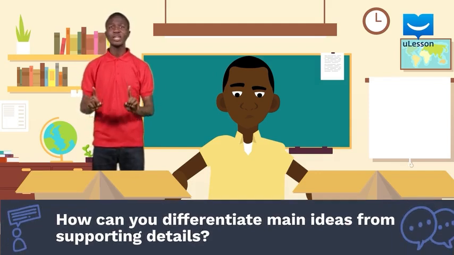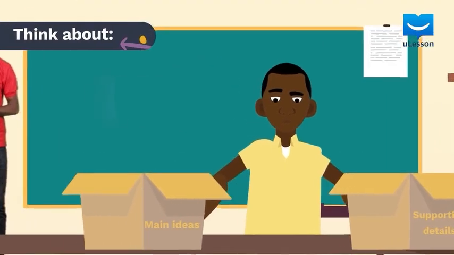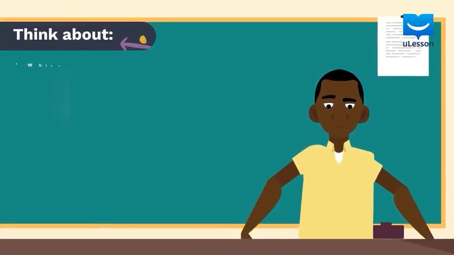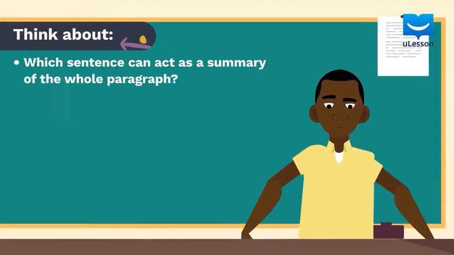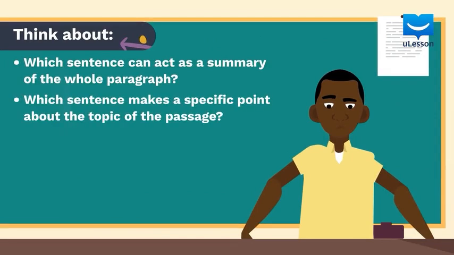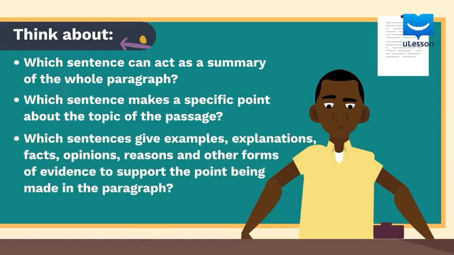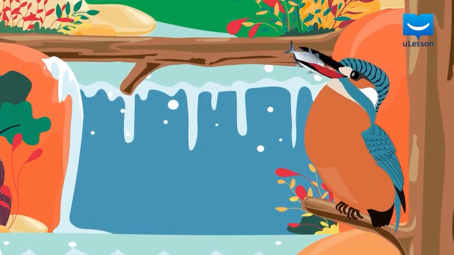A good starting point is to ask yourself these questions as you read. Which sentence can act as a summary of the whole paragraph? Which sentence makes a specific point about the topic of the passage? Which sentences give examples, explanations, facts, opinions, reasons, and other forms of evidence to support the main point being made in the paragraph? Let's practice.